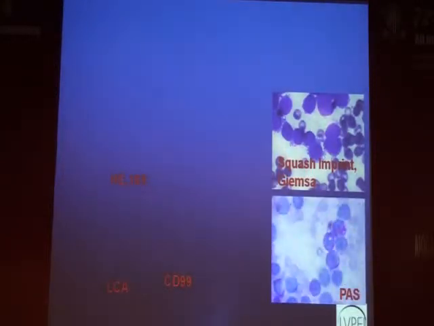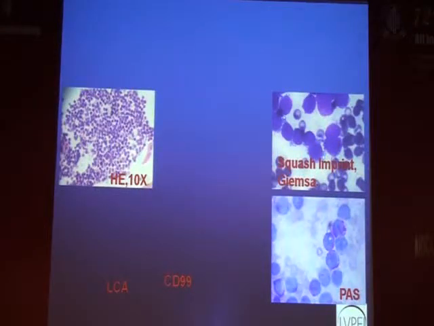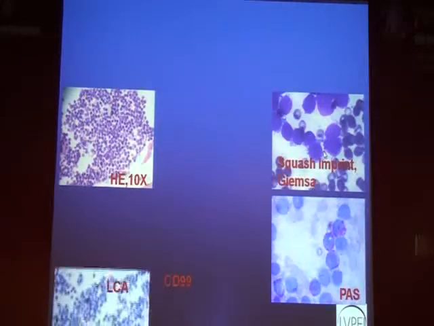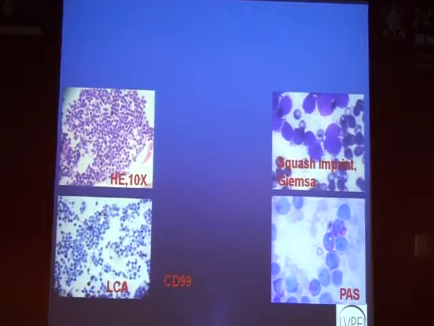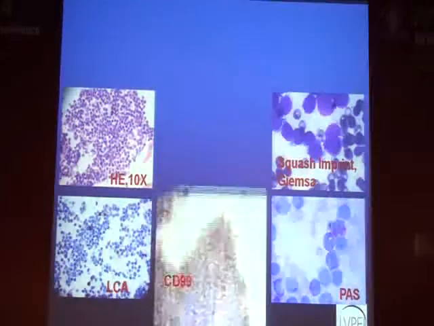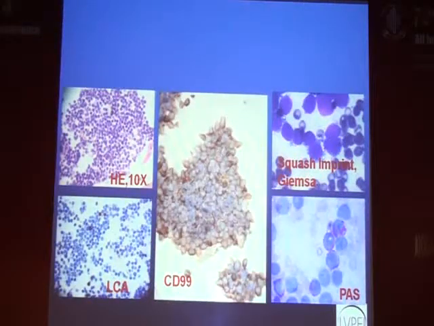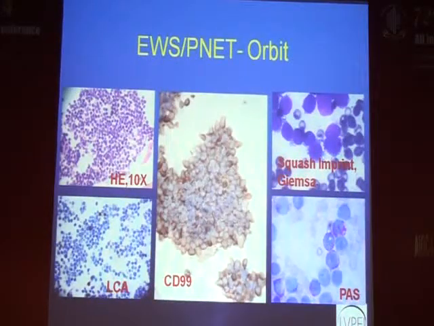So this was a squash imprint in our case of a small round blue cell tumor, and this was the PAS stain which we had done on that, and we saw cytoplasmic vacuoles which were PAS positive, and this is the H&E picture of the same. We are seeing a small round blue cell tumor, but because of the squash imprint and seeing the cytoplasmic vacuolations, we had two clues. That was, it could be a lymphoma or a PNET, and then this was LCA, that is CD45, it was negative. So we were sure that it was not a lymphoma, and CD99 was positive. So we could know that it is Ewing sarcoma and PNET occurring in the orbit.